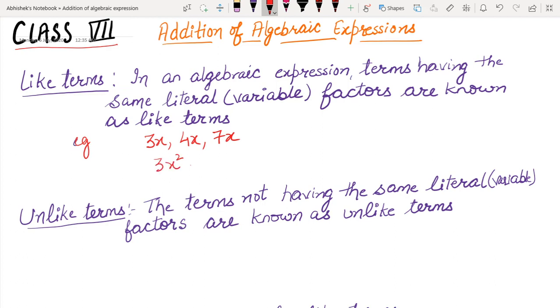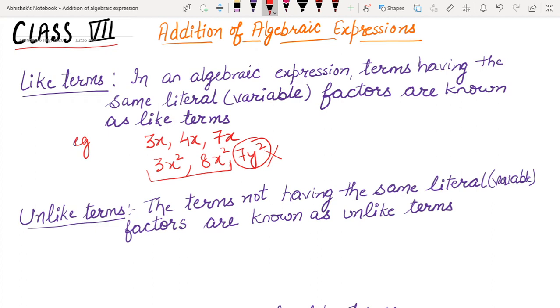3x square, 8x square, 7y square. So are these like terms? No, 7y square is not a like term. 3x square and 8x square are like terms. In any algebraic expression, we have to focus on the variable factors. Whatever the coefficient, we are just focusing on variables.